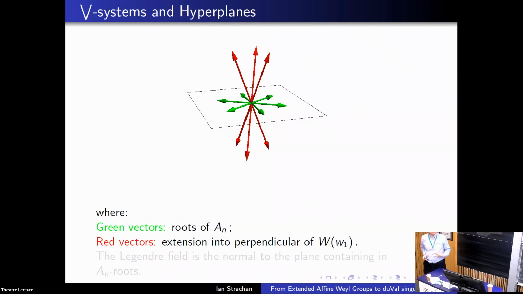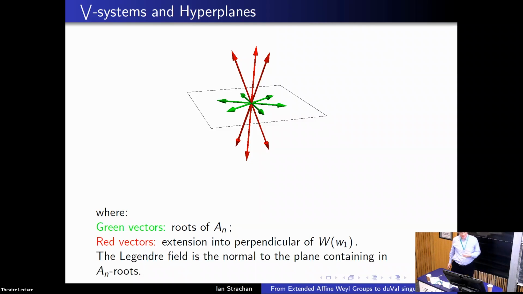Something else you can see from this picture: when you do a Legendre transformation, you need a vector field. In other words, you need a direction. And from here, there's an obvious direction, which is the direction perpendicular to the plane of the green roots. So the Legendre field is precisely the vector field that is normal to the plane containing the A_n roots. There are other directions you can take Legendre transformations in, and that really is a warm-up for Leo Kaminsky's poster, a research student.